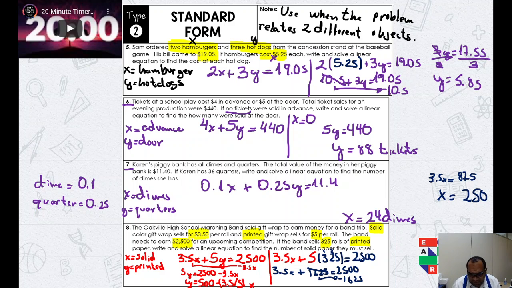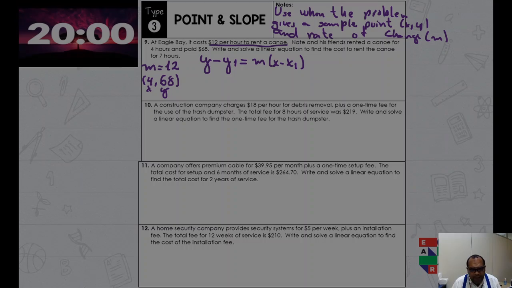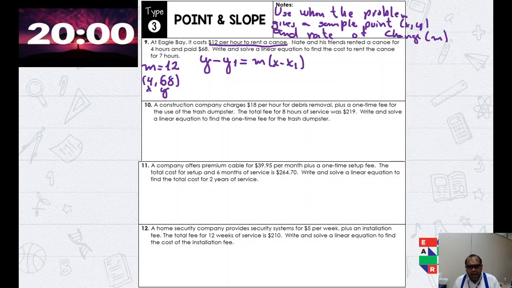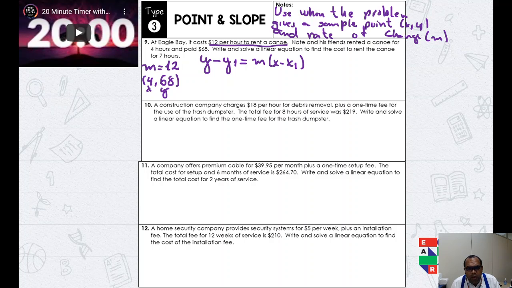Great. Here's the final result. Let's go over more exercises. Point slope, guys. Point slope is exactly the situation when I give you a problem, giving a sample, like x and y, and a rate of change, the slope.